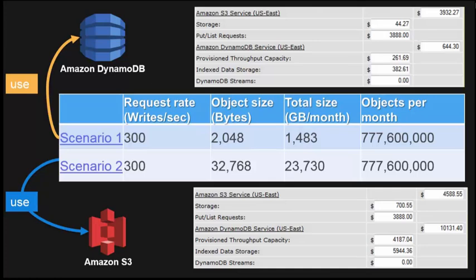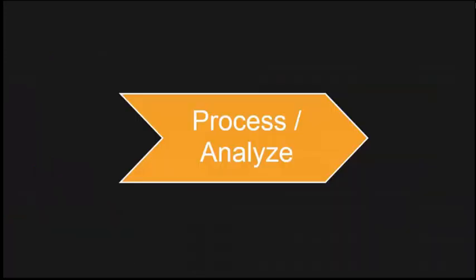Just to contrast that, in this slide I've increased the object size from 2K to 32K. As you will see, DynamoDB in that case is going to cost $10,000 per month versus S3 at around $4,588 per month. So S3 is the winner in the second case, and DynamoDB tends to be the winner in the first case. Again, you could get by with both services here. I wanted to show how cost helps you pick the right solution at the right cost. Now let's look at the process and analyze.